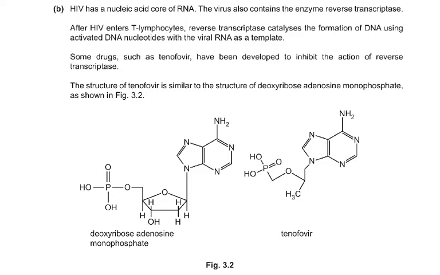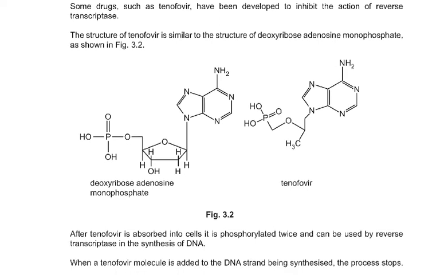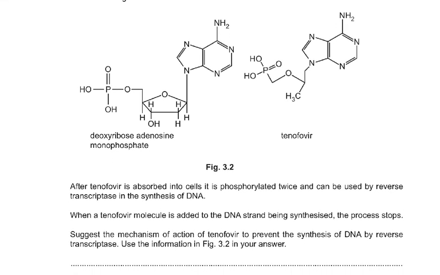Coming to the B part of the question, HIV has a nucleic acid core of RNA. The virus also contains the enzyme reverse transcriptase. After HIV enters T lymphocytes, reverse transcriptase catalyzes the formation of DNA using activated DNA nucleotides with the viral RNA as a template. Some drugs, such as tenofovir, have been developed to inhibit the action of reverse transcriptase. The structure of tenofovir is similar to the structure of deoxyribose adenosine monophosphate, as shown in figure 3.2. After tenofovir is absorbed into the cell, it is phosphorylated twice and can be used by reverse transcriptase in the synthesis of DNA. When a tenofovir molecule is added to the DNA strand being synthesized, the process stops.